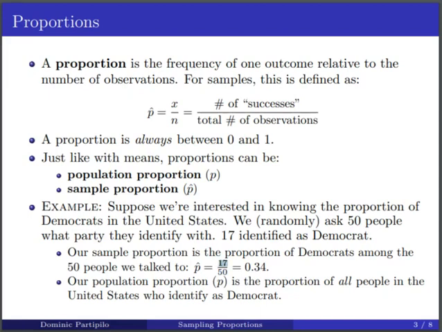We had 17 people identify as Democrat, and we talked to 50 people total, so our sample proportion is going to be 0.34. Now our population proportion, which is P, is going to be the proportion of all people in the United States who identify as Democrat. And that's the population parameter that we're interested in, and that's what we're trying to estimate using the sample proportion.